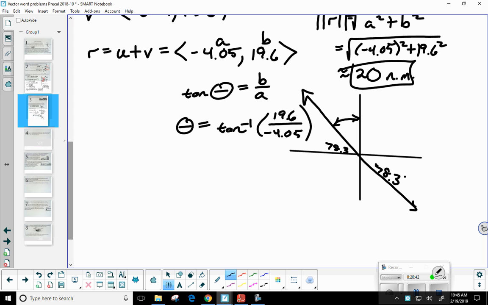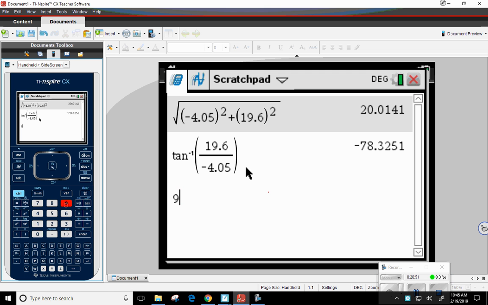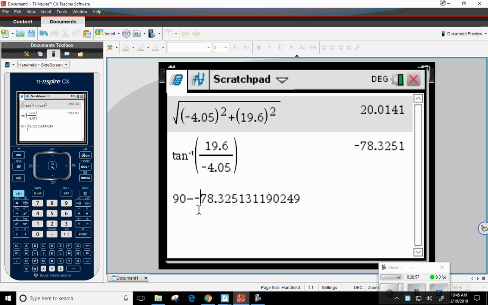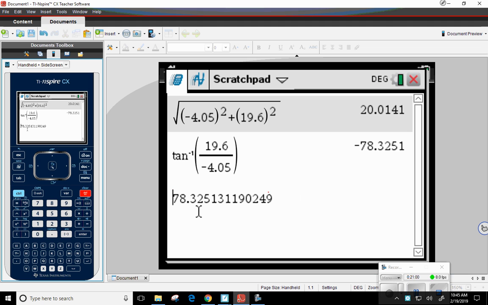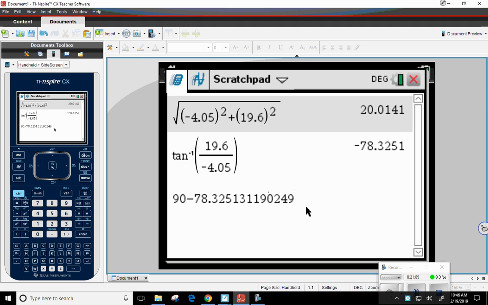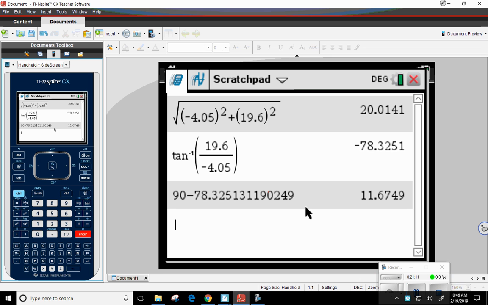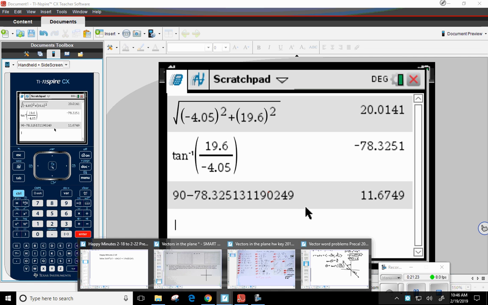So how can I find it? Subtract from 90. Okay, that's exactly right. So I'm going to take 90 minus the previous value. Actually, let me take off the negative, because otherwise it would have added it and given me the wrong one. So this is what I'm looking for, about 11.7. Remember, we were looking for our answer in a quadrant bearing. So, Connor, how would I write that, knowing that I have 11.7 degrees?